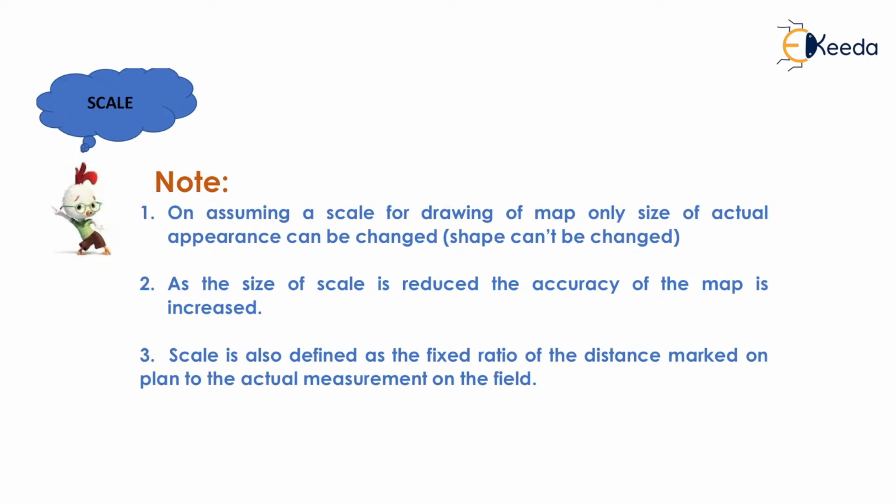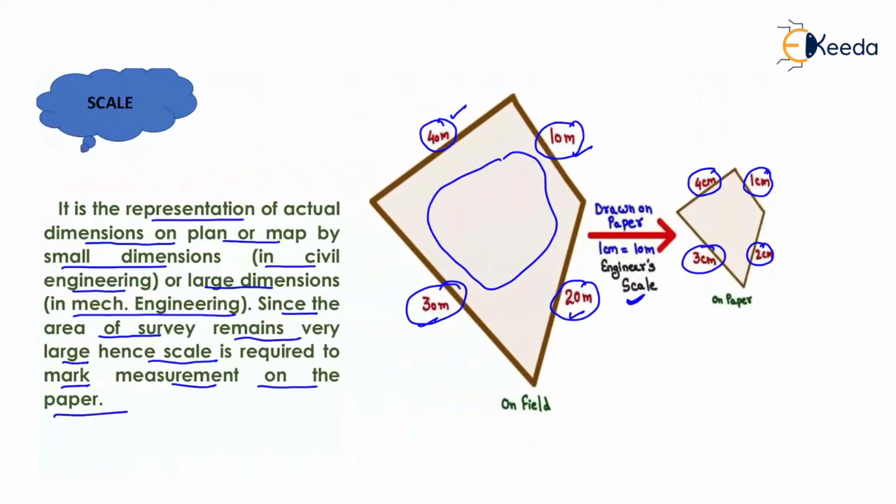Now note is there, that is, on assuming a scale for drawing of map, only size of actual appearance can be changed, which is shown here. Only size of actual appearance is changed, but shape cannot be changed.